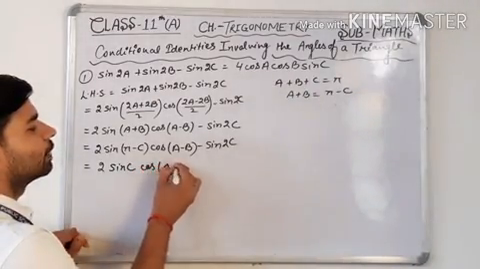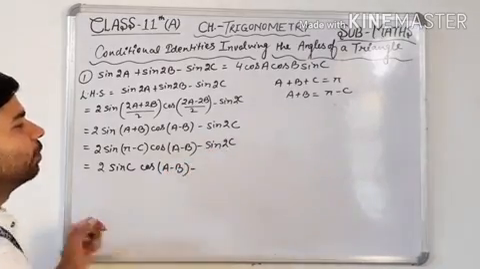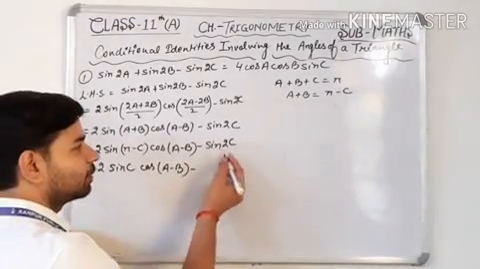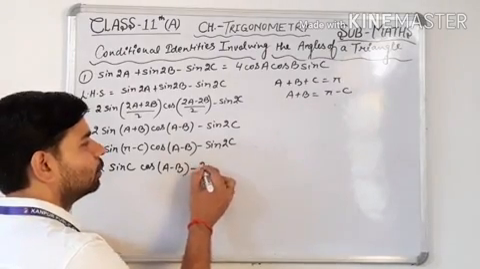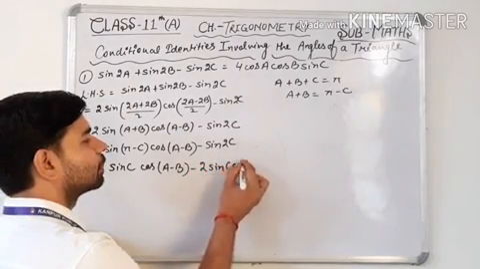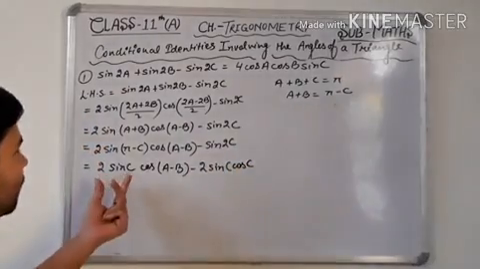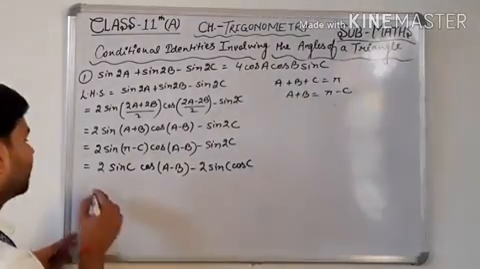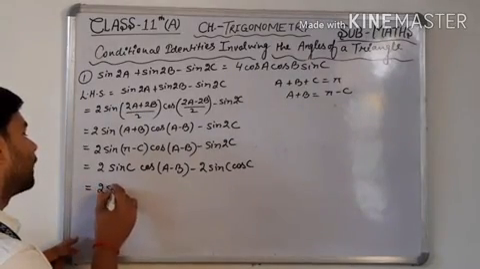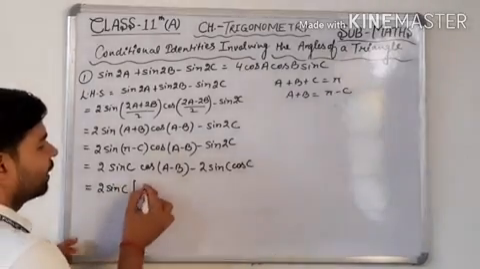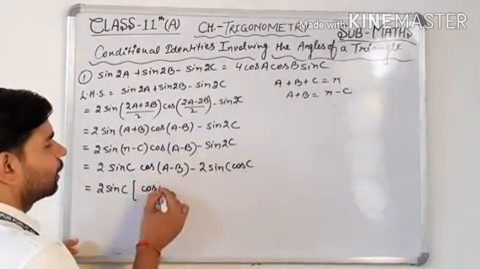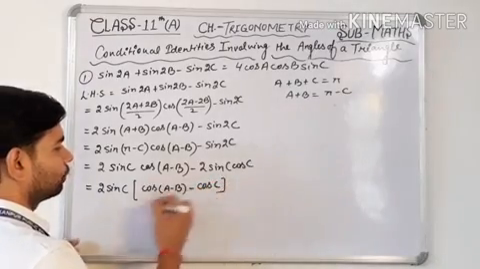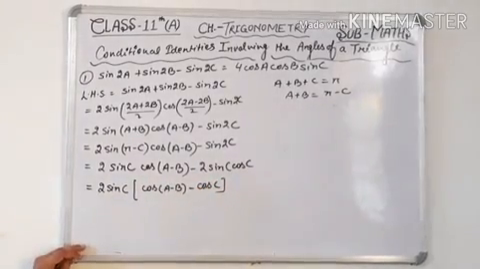cos (A minus B) minus, now open this as sin 2x. Sin 2x is equal to 2 sin x cos x. So this will become 2 sin C cos C. Now see, 2 sin C is common. Taking common, 2 sin C bracket cos (A minus B) minus cos C. Clear?